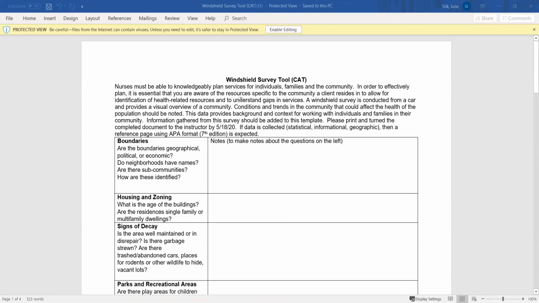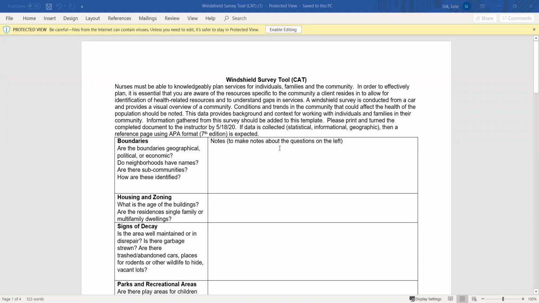It has some directions up here at the top. So I put, please print and turn the completed document to instructor by 5/18, which is already passed because today's the 20th. So if you didn't do this yet, just do it by next week. Just have it done by next week so you're not too far behind on everything. Does that make sense?